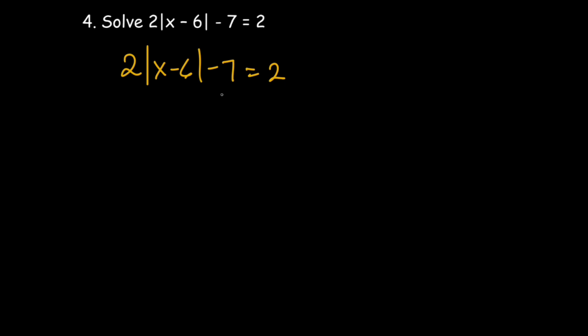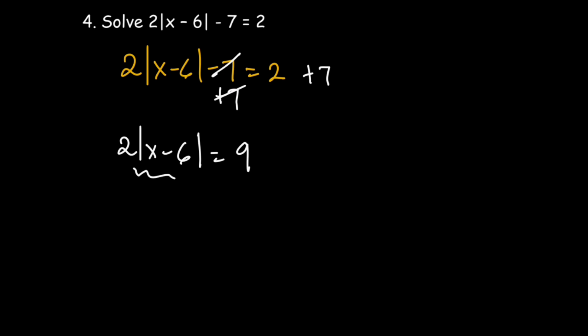So over here I'm going to add 7 on both sides, so that this negative 7 and this positive 7 will go. Then we have 2 times the absolute value of x minus 6, and this is equal to 2 plus 7, which is 9. So this is what we have. And from here we want to isolate only the absolute value of x minus 6 on one side and anything else on the other side.